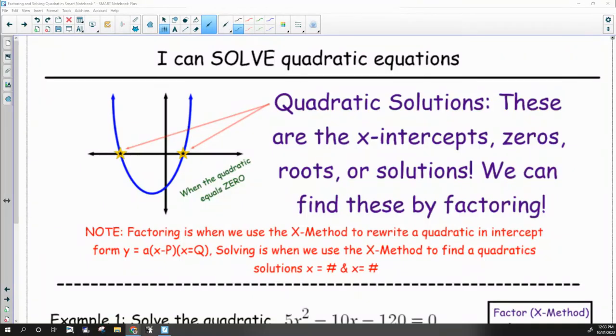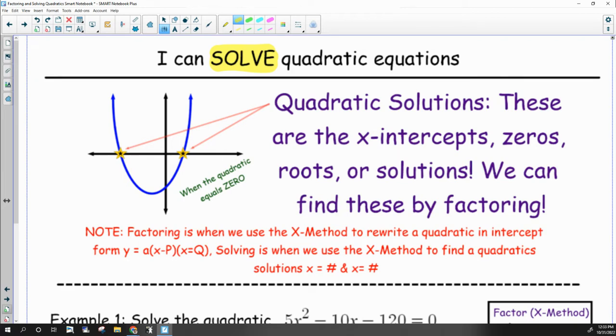All right, everyone. We are solving quadratics. I cannot express more that the verb of today is solve. Solving quadratics is exactly the same as factoring from last week, except for one teeny tiny difference at the end.